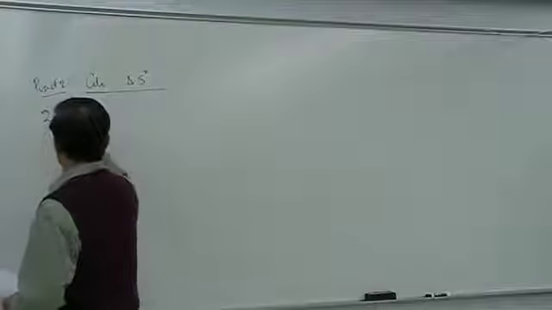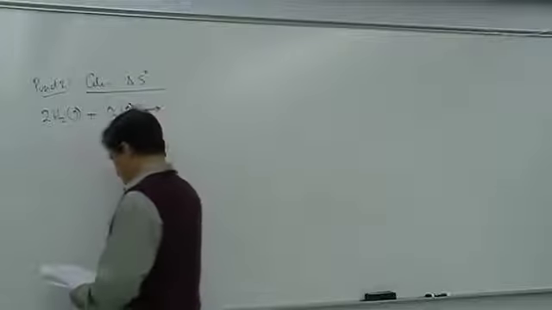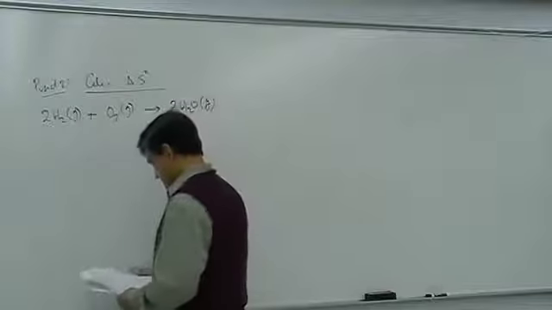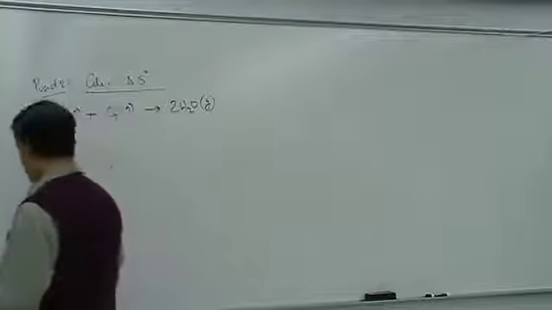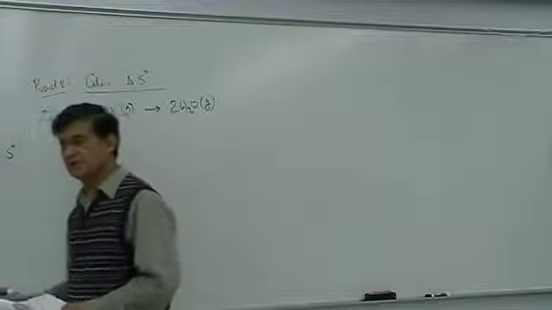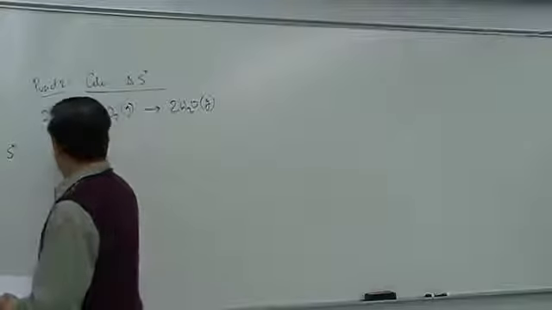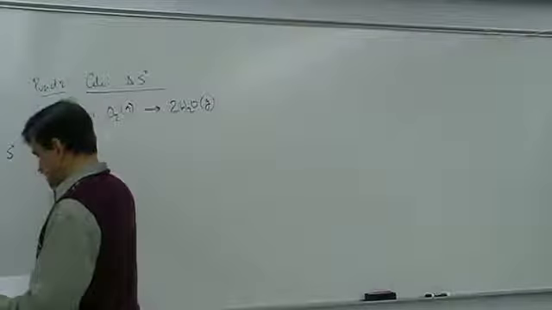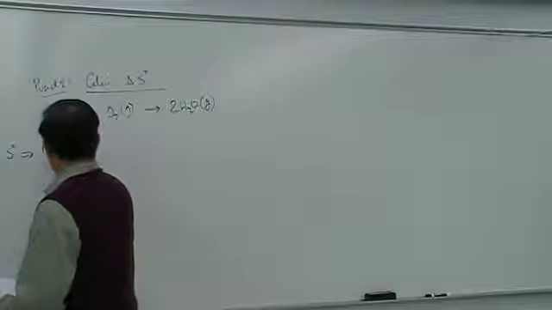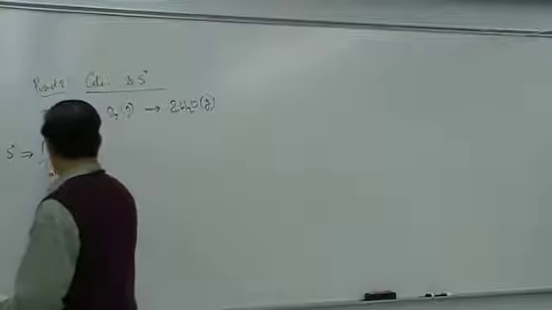2H2 gas plus oxygen giving 2H2O gas, and I copied these values from the back of the book. The appendix has all these values. In the exam, I'll give you these values, or you can get the data table. Before I do this calculation, let me just copy the values. 130.88. These are all in joule per mole per Kelvin.